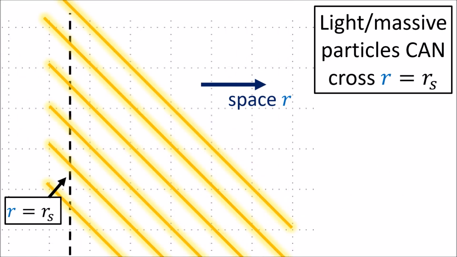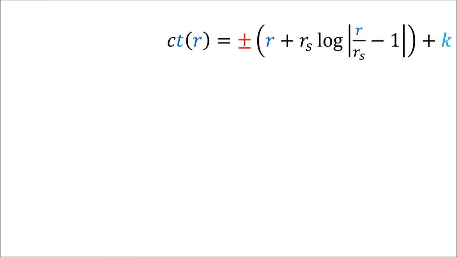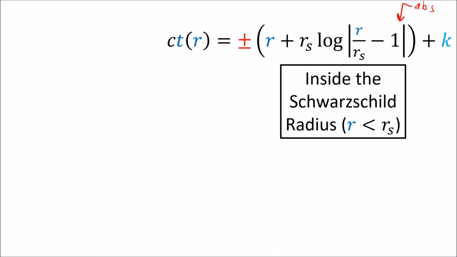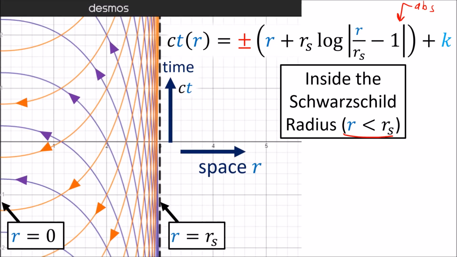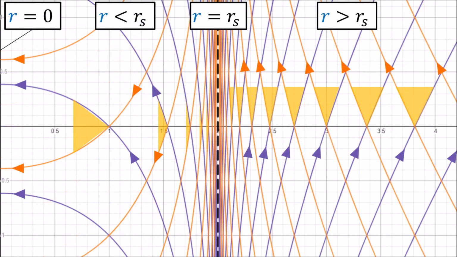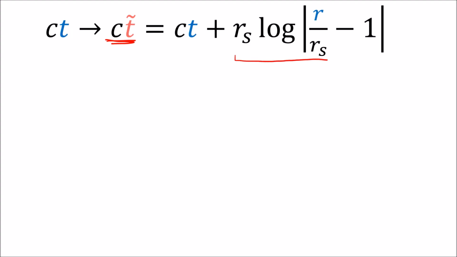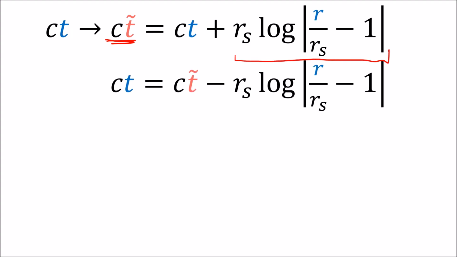But when looking at an infalling observer in their own reference frame, they can cross through the event horizon just fine. Also note that this solution involves the log of an absolute value. So we get additional solutions for light beams inside the event horizon, where r is less than rs. The light beams in this region appear disconnected from the outside light beams. We can fix this by changing our time coordinate CT to a new time coordinate CT tilde by shifting CT by this logarithm term. This new time coordinate is called the advanced time coordinate.